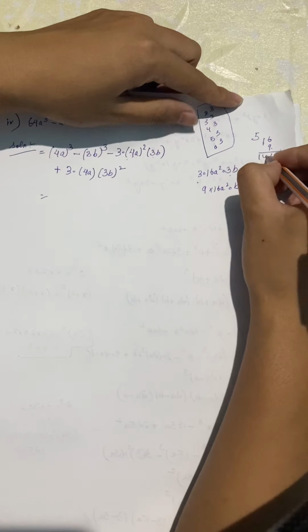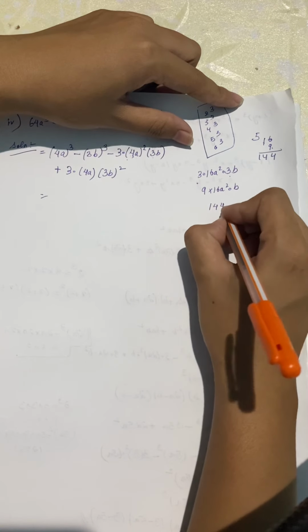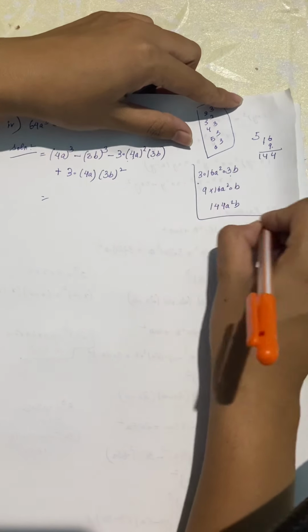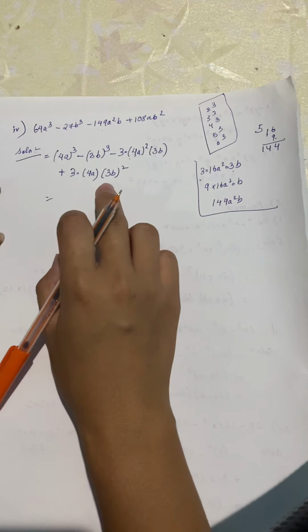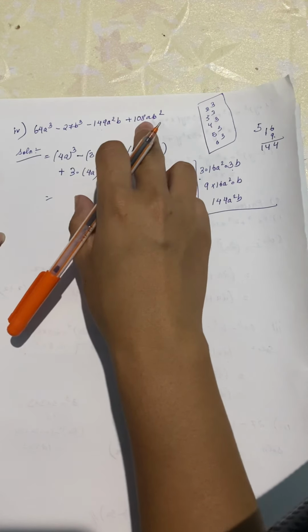9 into 9, 54. So what are you getting? You're getting 144a square b. So check, right? You can even check for this. You'll end up getting 108ab square.